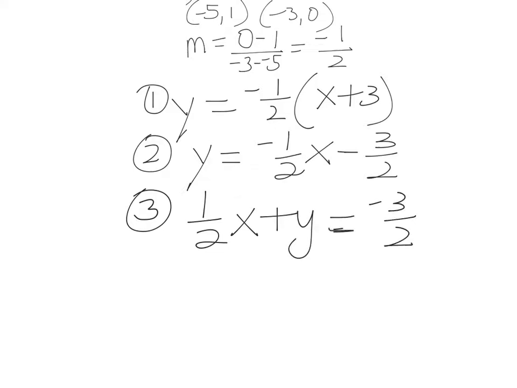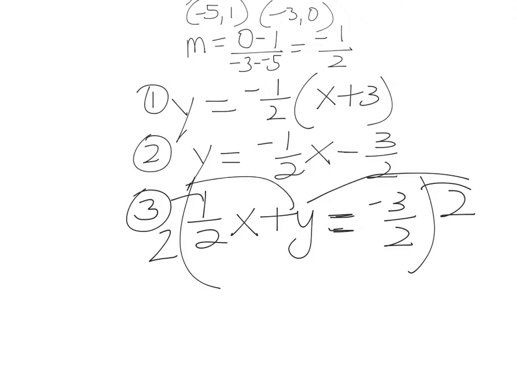And then I warned you what to do in that last problem. Remember? I said if you get a fraction, you're going to have to get rid of that fraction. So let's multiply everything by, shout it out, 2. Yes. We're going to multiply everything by 2. Actually, you're really multiplying both sides of the equation, but I always write it like that. So 2 times 1/2 x is just x. 2 times y is 2y. And 2 times negative 3/2 is negative 3.